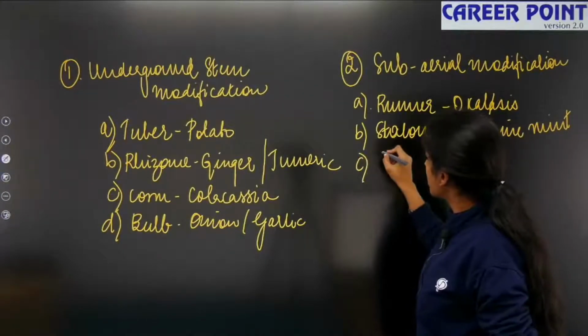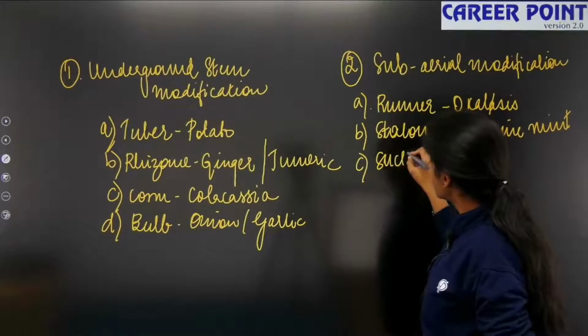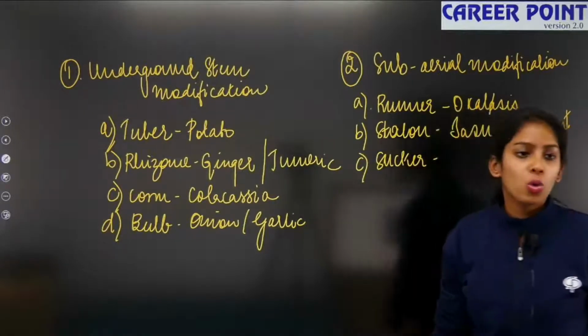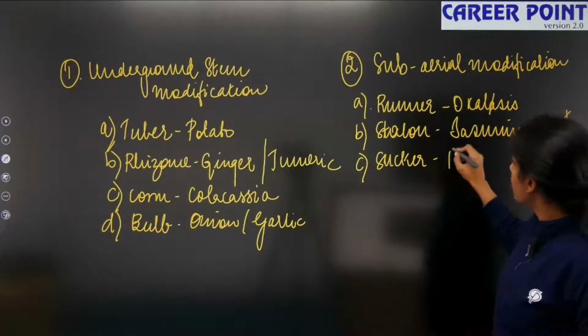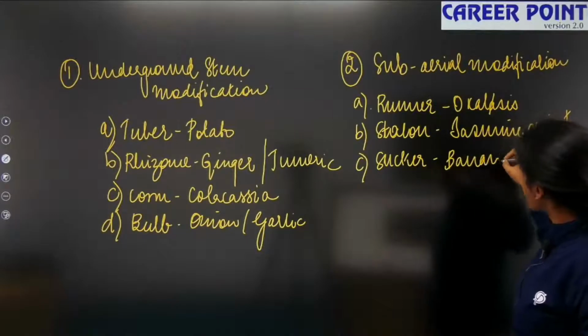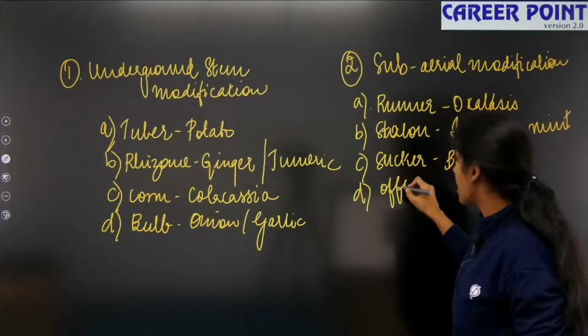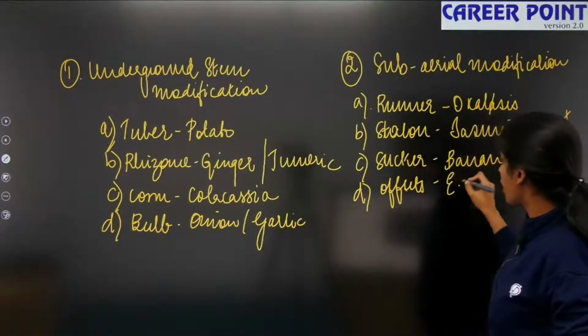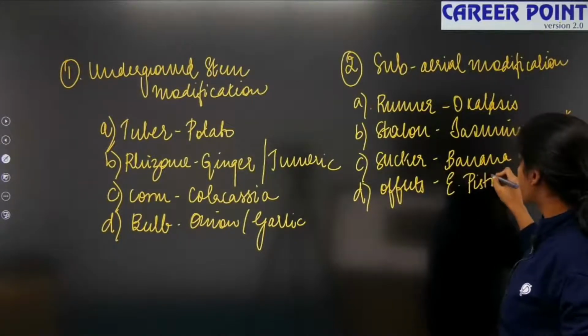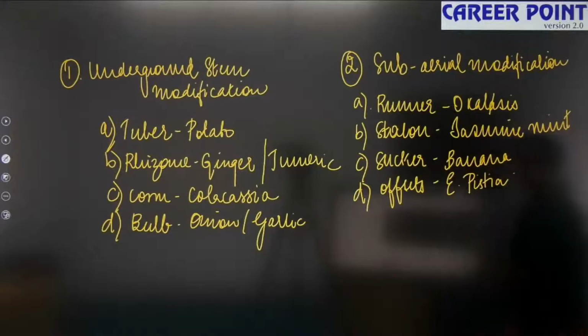Then the third one is your sucker. Who are the examples of sucker? Your banana, your chrysanthemum, your pineapple, they are examples. The last one is your offset. The examples of offset are your eichhornia and your pistia. These are the examples of the 2. Okay?